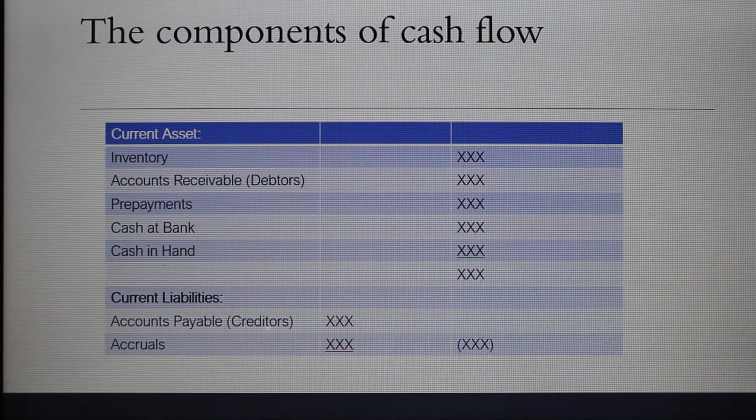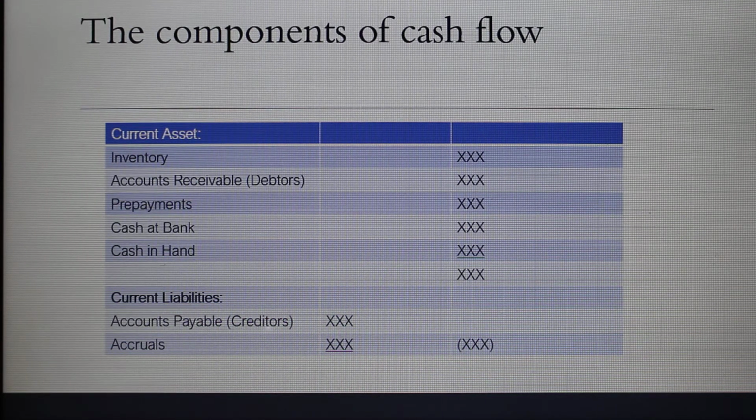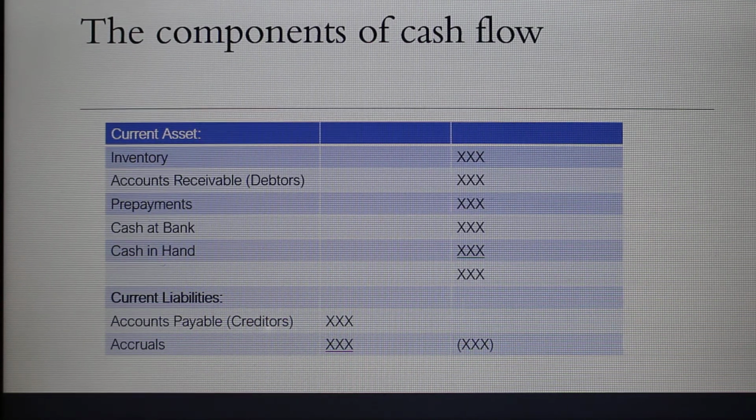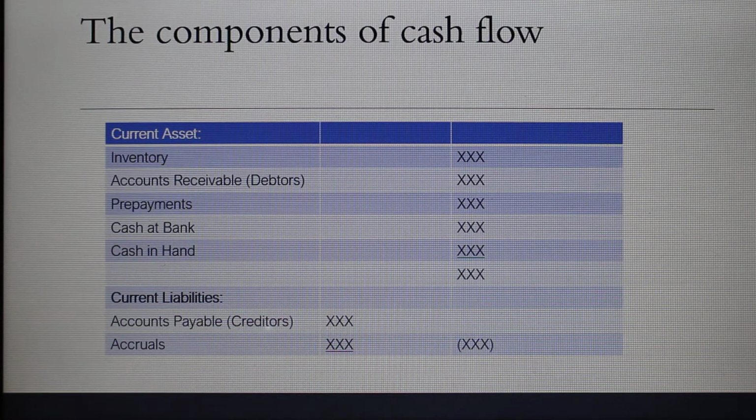Then we have what is called prepayments. Prepayments is where the business pays in advance to suppliers for services and may not necessarily get those services at the moment. And then we have cash in the bank, or that which is deposited in the bank, which you more likely would see on the bank statement. And then you have cash in hand, which is maybe in a chest or a cash box stored within the premises of the business.